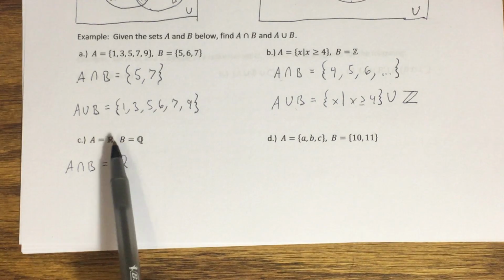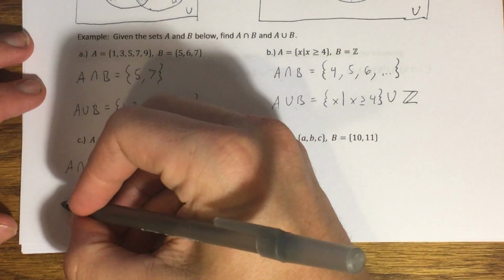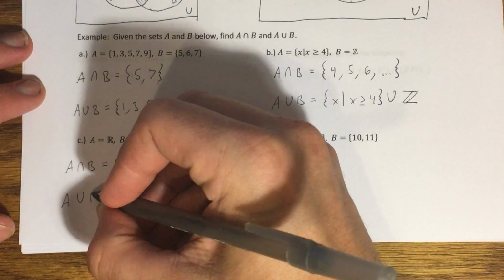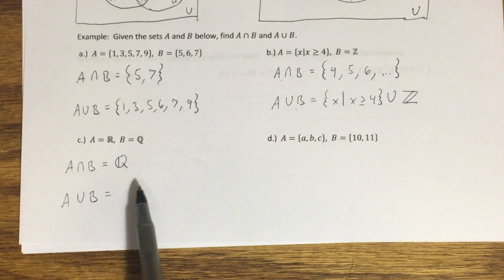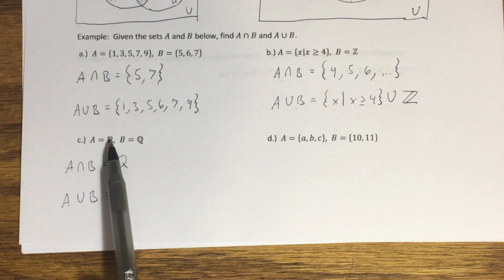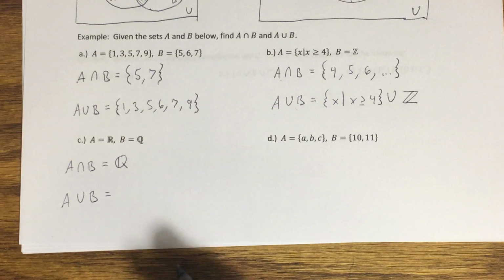Because, again, the list of all numbers that are in common between these two sets is exactly the set of all rational numbers. What can we say about the union of these two sets? Well, again, the union of these two sets is the set of all elements that we would get by throwing these two sets together into a big bucket, right?